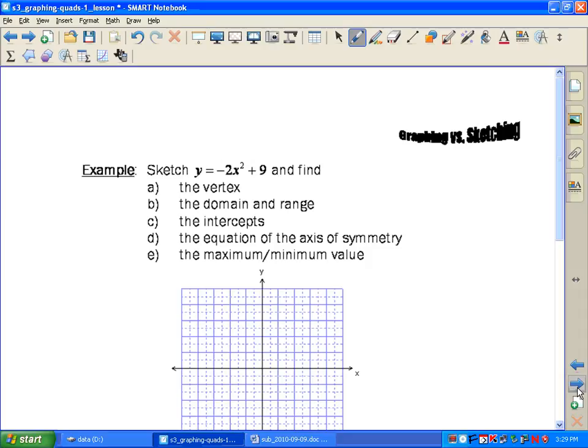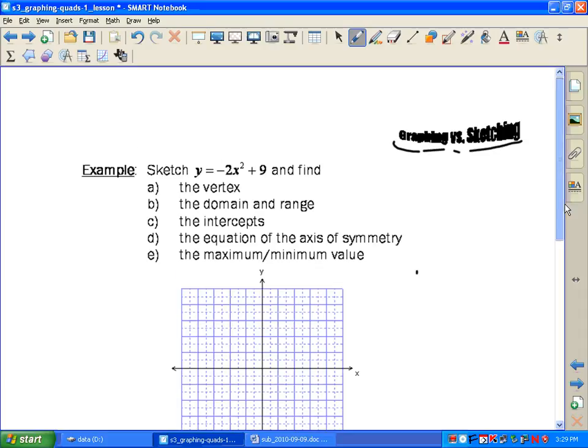Now, what I want to do now is have just a quick talk about graphing versus sketching. Okay? Graphing is something that we do when we are very careful with our points. And you've seen that so far we have kind of been graphing. We've been plotting our points, connecting the dots, and being very careful about it. Now, sketching is a little bit different. Sketching is when we don't really care. We care, but we're just not quite as particular. So let's do this example.